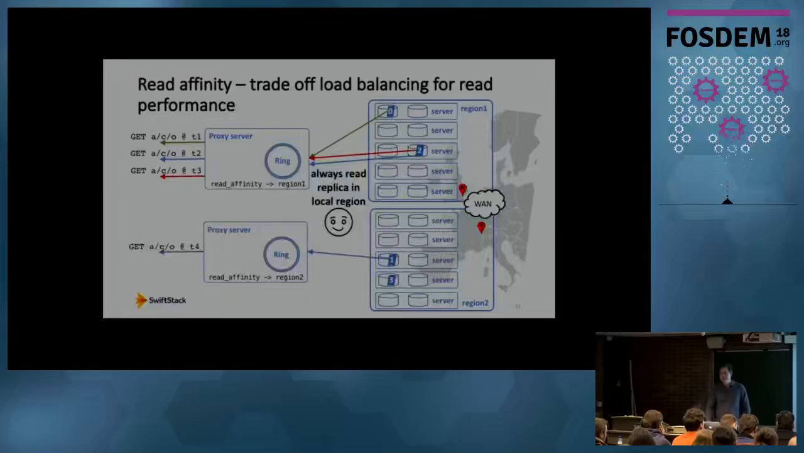It's called read affinity. So this is just an option that is set in each of the proxy servers, and all it does is put a bias into the ring's selection algorithm to prefer replicas that are resident in the local region when serving reads. So read affinity is basically just giving us a means to trade off load balancing for read performance in the case of a distributed cluster. And it's typically recommended to use. It's a good idea.